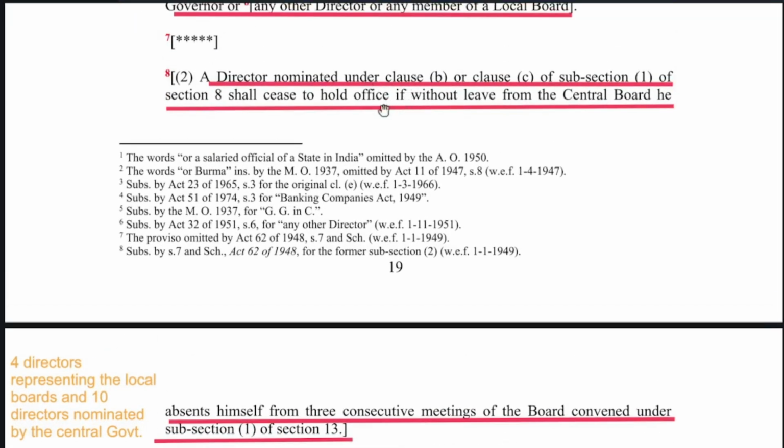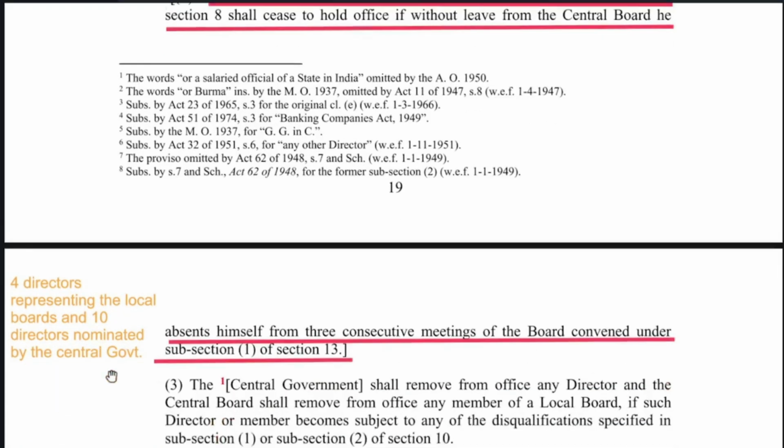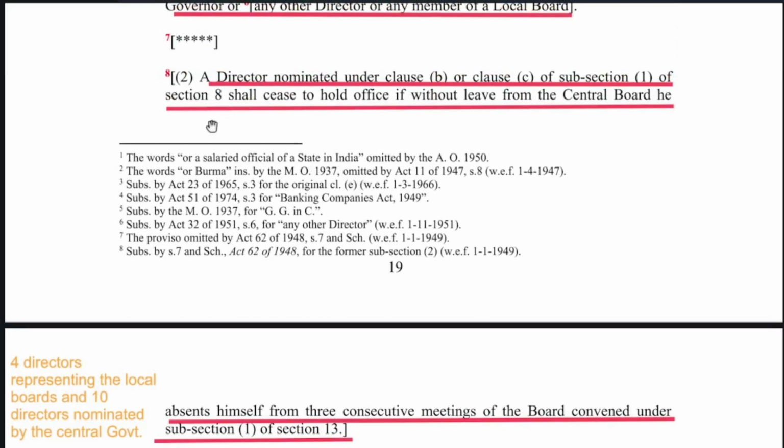Now, which directors is this subsection 2 giving a reference to? This is giving a reference to the 4 directors representing the 4 local boards and the 10 directors that have been nominated by the central government. If these 14 persons are consecutively absent from 3 meetings of the central board, which is convened under section 13, then they can be removed if they remain absent without taking permission, without taking leave from the central board. This is subsection 2.